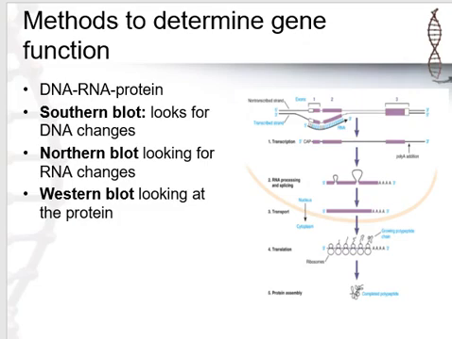Methods to determine gene function. DNA is made to RNA, which is used as a template for the protein. Southern blotting looks at changes in the DNA, northern blotting looks at changes in RNA, and western blotting looks at changes in the actual protein. So here we have our DNA that opens up, and we make a copy of RNA, which is then spliced and goes out from the nucleus to the cytoplasm and is used as a template to make our protein.